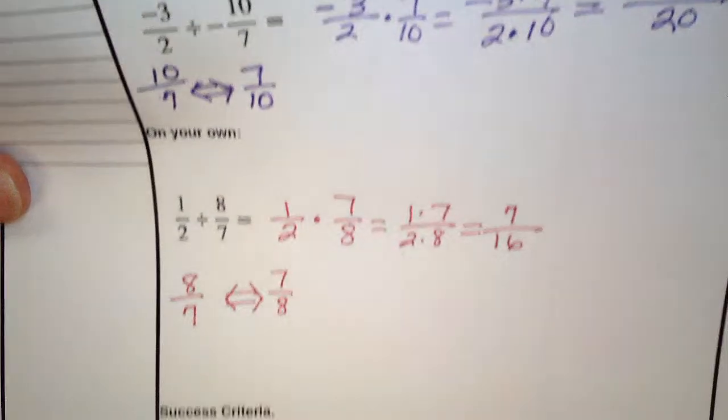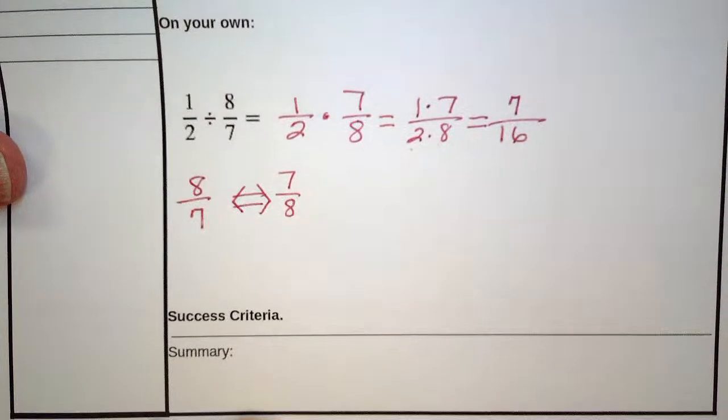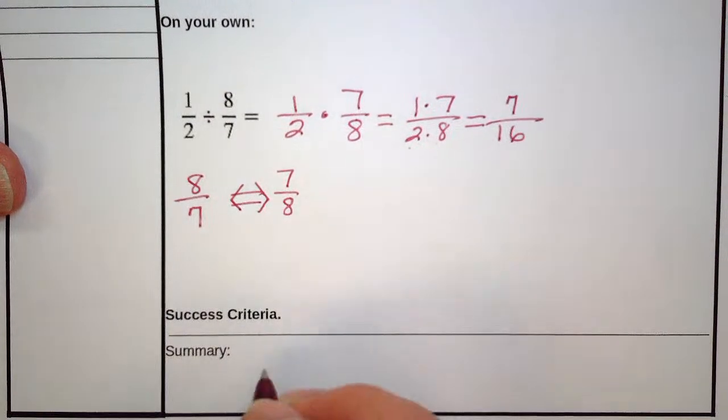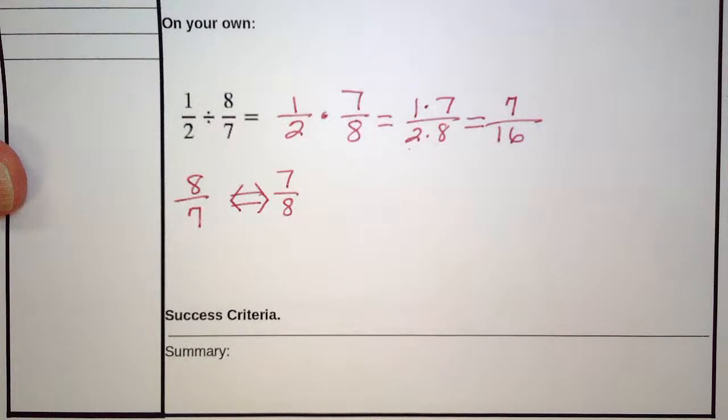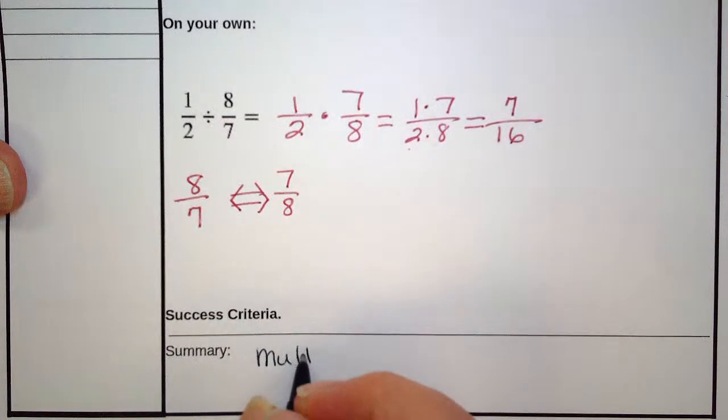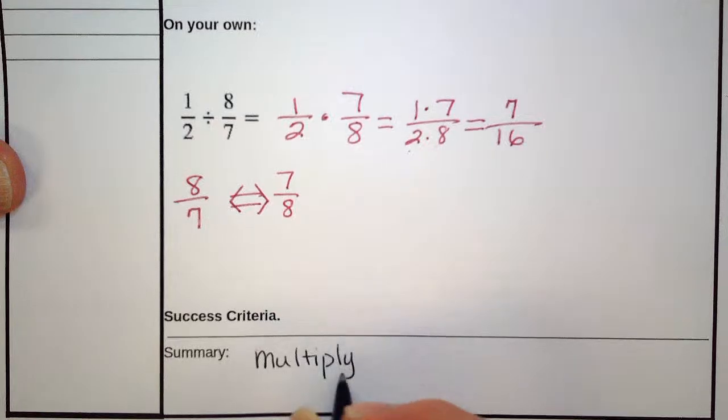So how do you know when you're successful? When you can perform arithmetic on your fractions. For your summary, we're multiplying and dividing fractions.